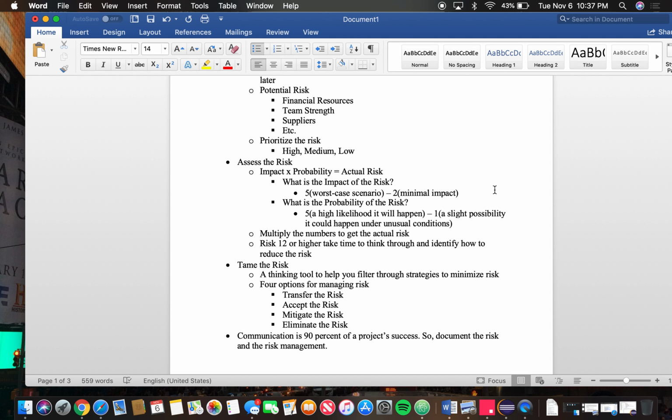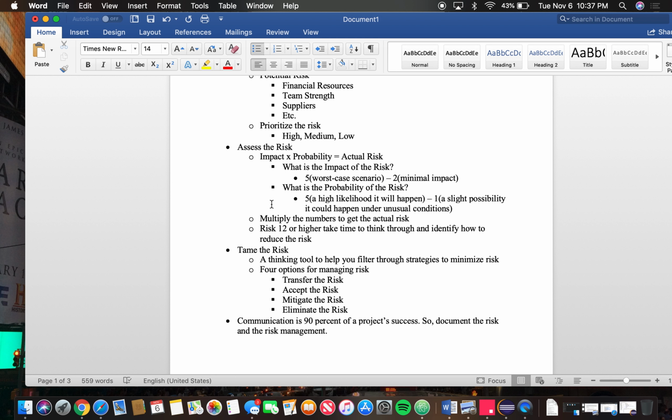I don't know why it's not 5 to 1 on the scale. That's just what they said in the book. So I assume 1 would be no risk. What is the probability of the risk? This is a 5 to 1 scale, so 5 would be a high likelihood that it would happen, and 1 would be a slight possibility that it could happen under unusual conditions.